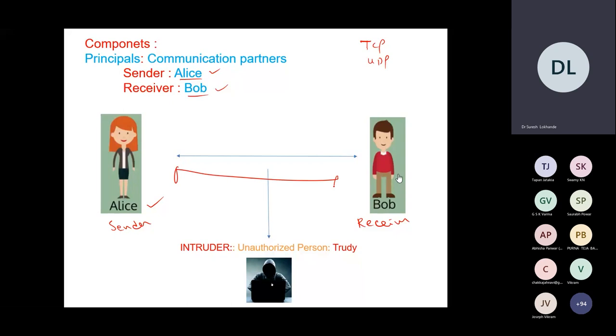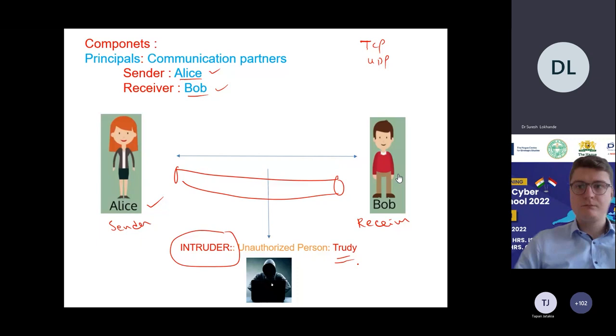In between, we have an unauthorized person, an intruder, and I'm giving him the character name Trudy. He's like a villain in our movies.